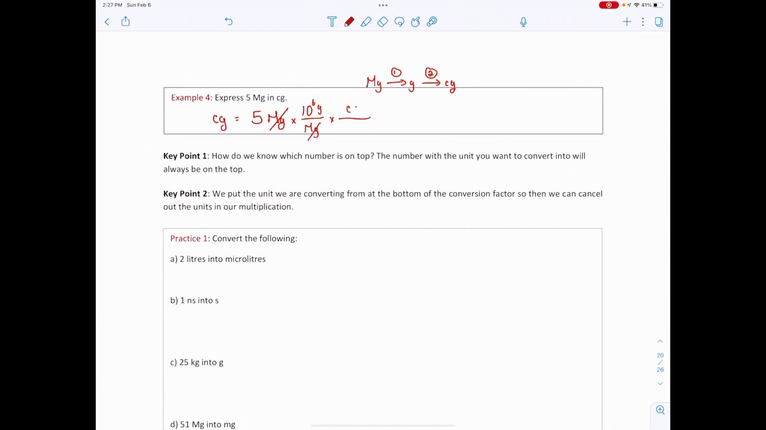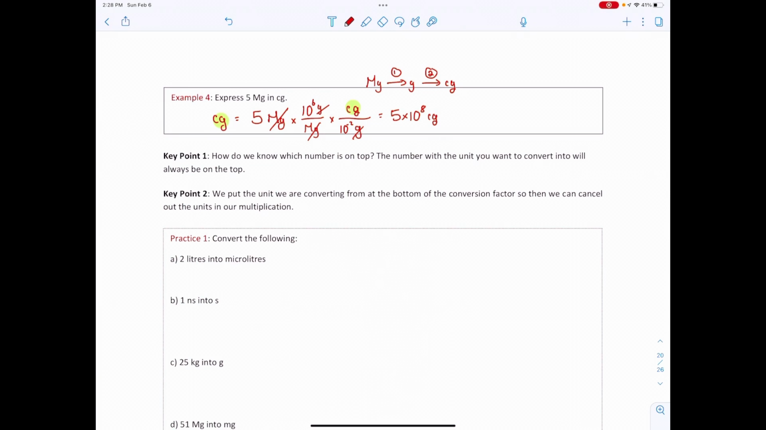So I'm going to put centigrams on the top. Grams I don't want at the bottom. I'm going to make sure I have equivalent values filled in. Okay, grams cancel out, and I'm left behind with centigram and centigram, which is what I want. So if you put this into the calculator, if you did it correctly, you should get 5 times 10 to the power of 8 centigrams.